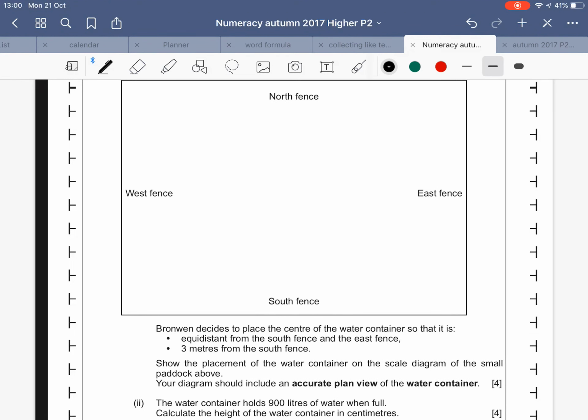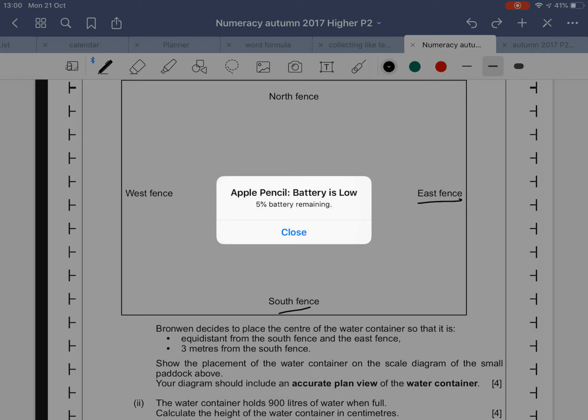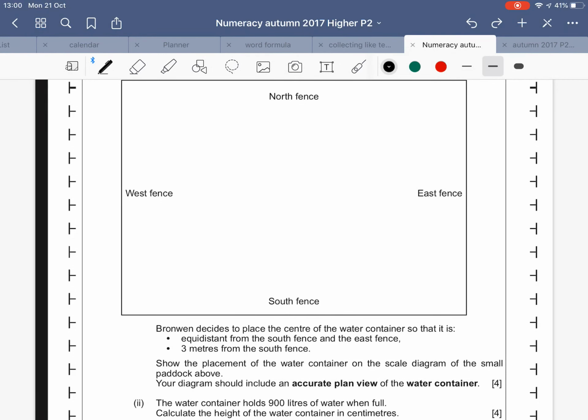It's equal distance from the south fence and the east fence. So that doesn't mean you draw a line here and then bisect it. No. So it means that you have 2 lines. We have our east fence and our south fence joining at an angle. We want to bisect that angle.